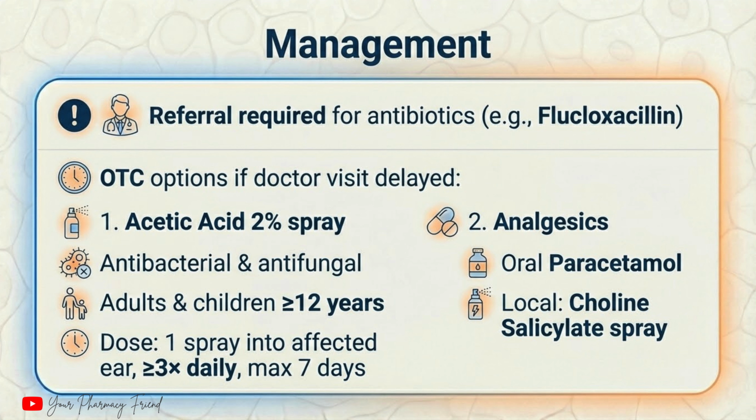Acetic acid 2% spray has antibacterial and antifungal properties. It works by acidifying the ear canal, creating an unfavorable environment for pathogens. It can be used in adults and children aged 12 years and older. The recommended dose is 1 spray, or 60 mg, into the affected ear at least 3 times daily. Treatment should not exceed 7 days.